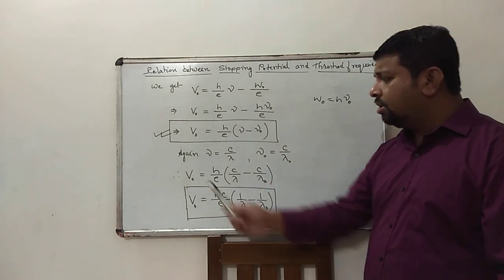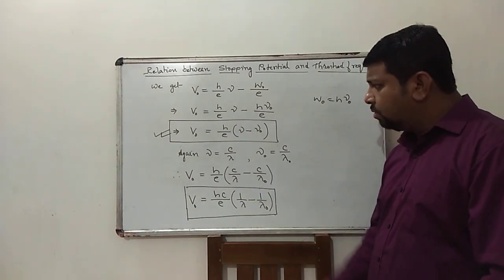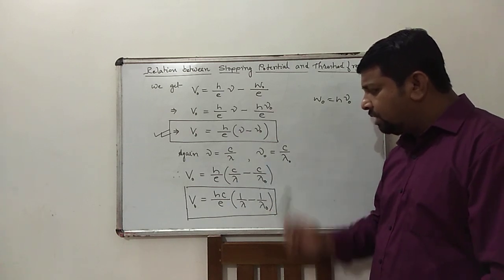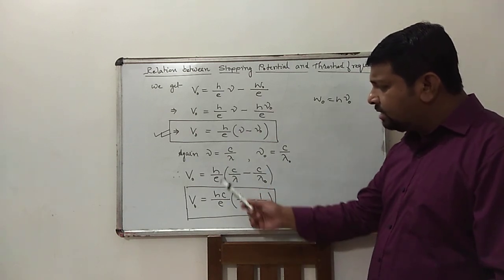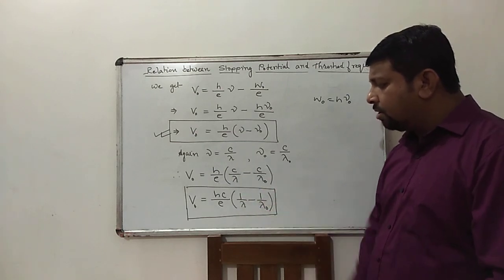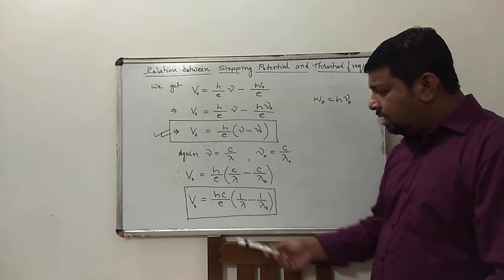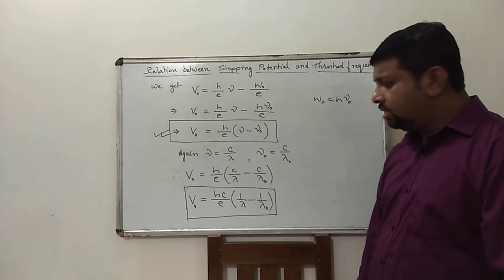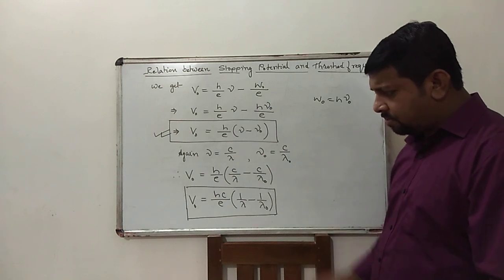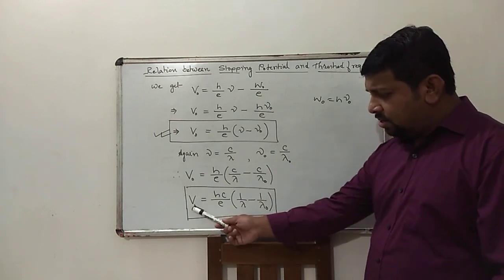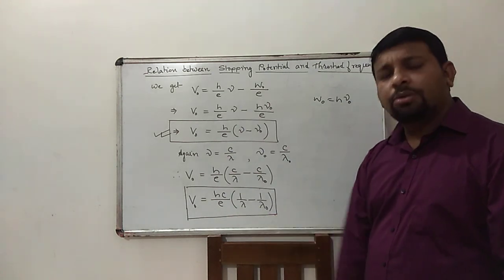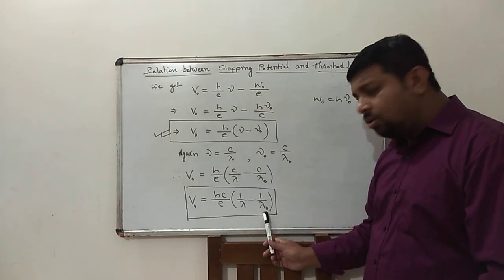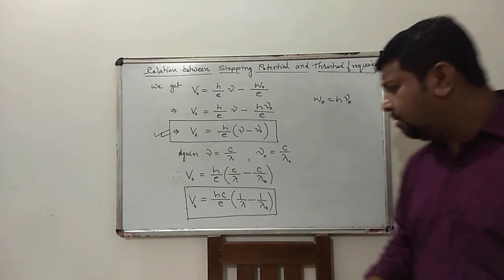Then we get V naught equal to h by e into nu, with the nu value c by lambda, minus nu naught, with the value c by lambda naught. Then h c by e is common. Then we get 1 by lambda minus 1 by lambda naught. So this is the relation between threshold wavelength and stopping potential.